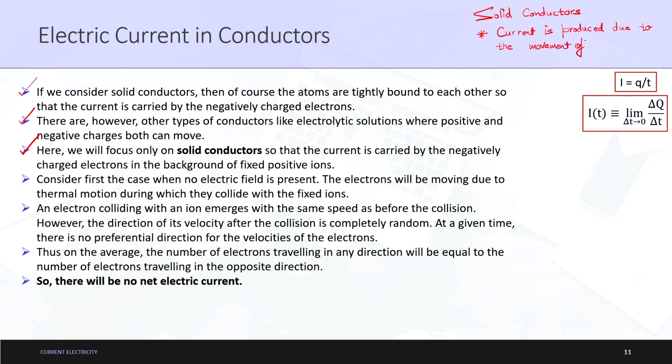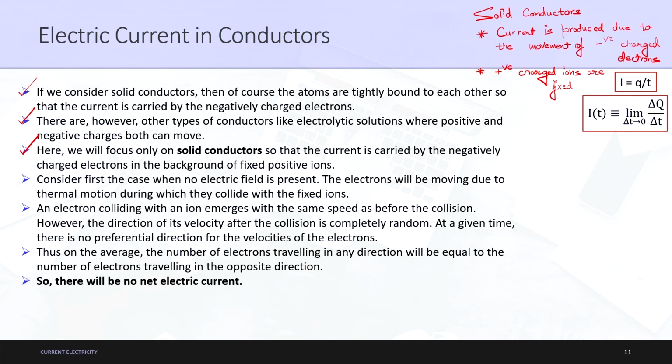Due to the movement of negatively charged electrons. Let me write here, negatively charged electrons. And the second concept is that we are assuming that the positively charged particles, or positively charged ions, are fixed. So, let me write, positively charged ions are fixed. Okay. So, this is one of the assumptions which we will go through in the subsequent 2-3 points.